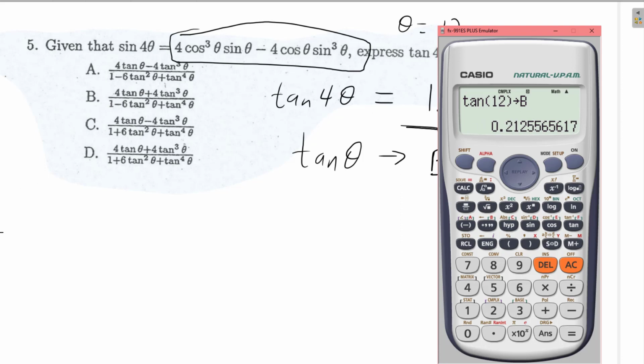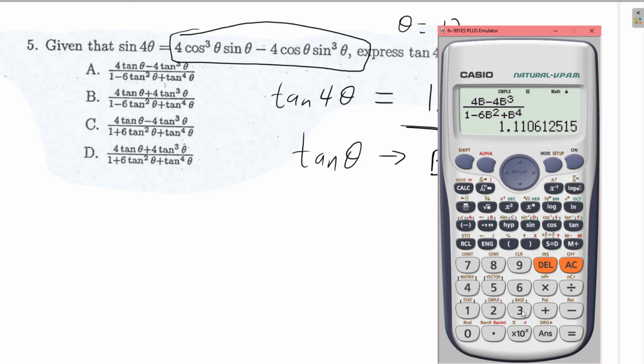This is b. So option A says 4b minus 4b cubed all over 1 minus 6b squared plus b raised to the power 4. The cool thing is that after entering option A, we can keep modifying option A so that it fits options B, C, and D. So let's see how we do that. So option A is 4b minus 4b cubed over 1 minus 6b squared and then plus b raised to the power 4.